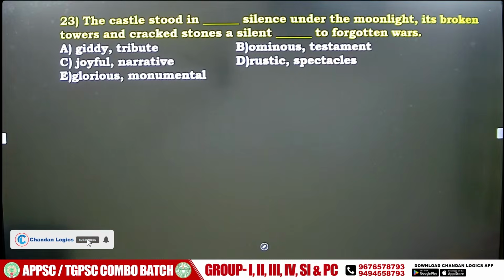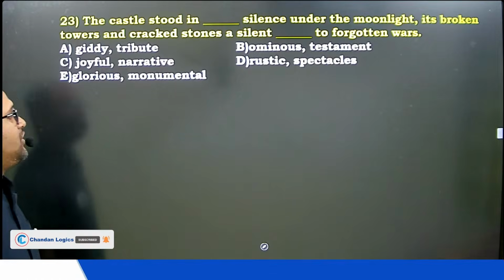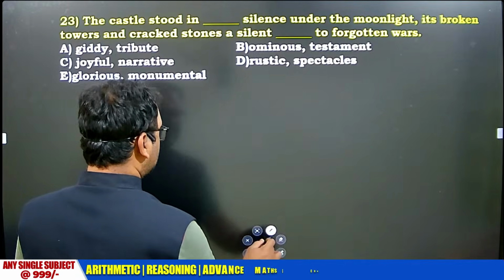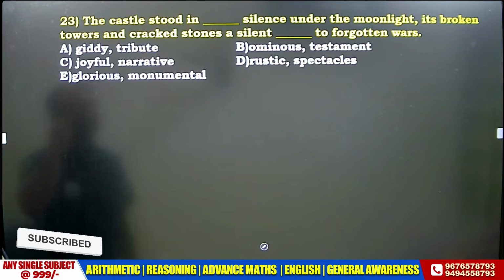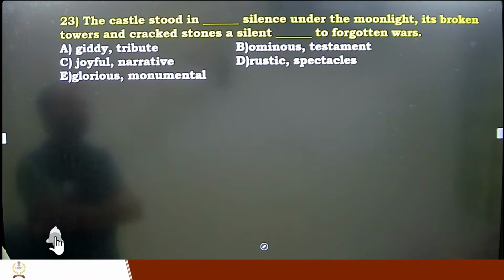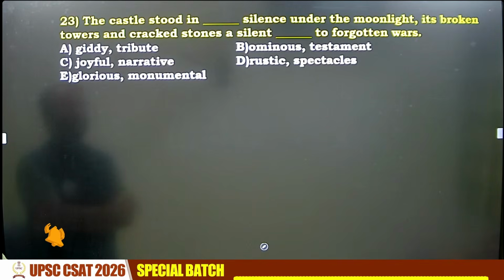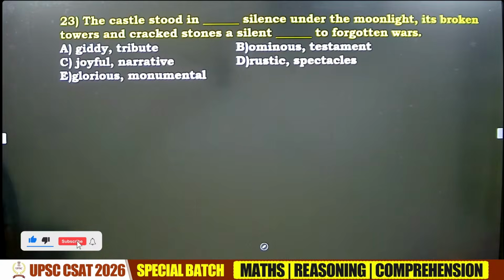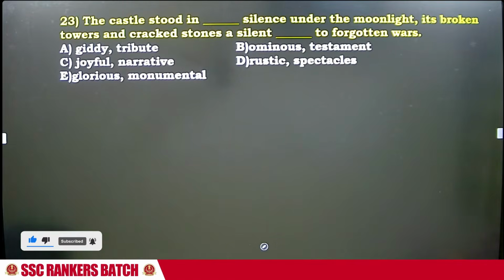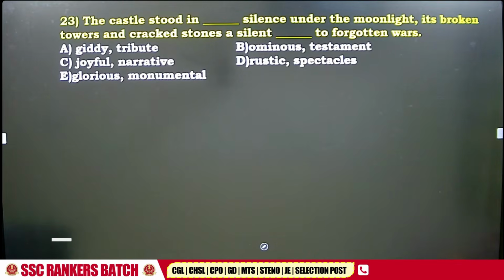The castle stood in dash silence under the moonlight. Its broken towers and cracked stones, a silent dash to forgotten wars. Wow, what a question this is. Thoroughly enjoyed. Yes, what could be the answer, guys?